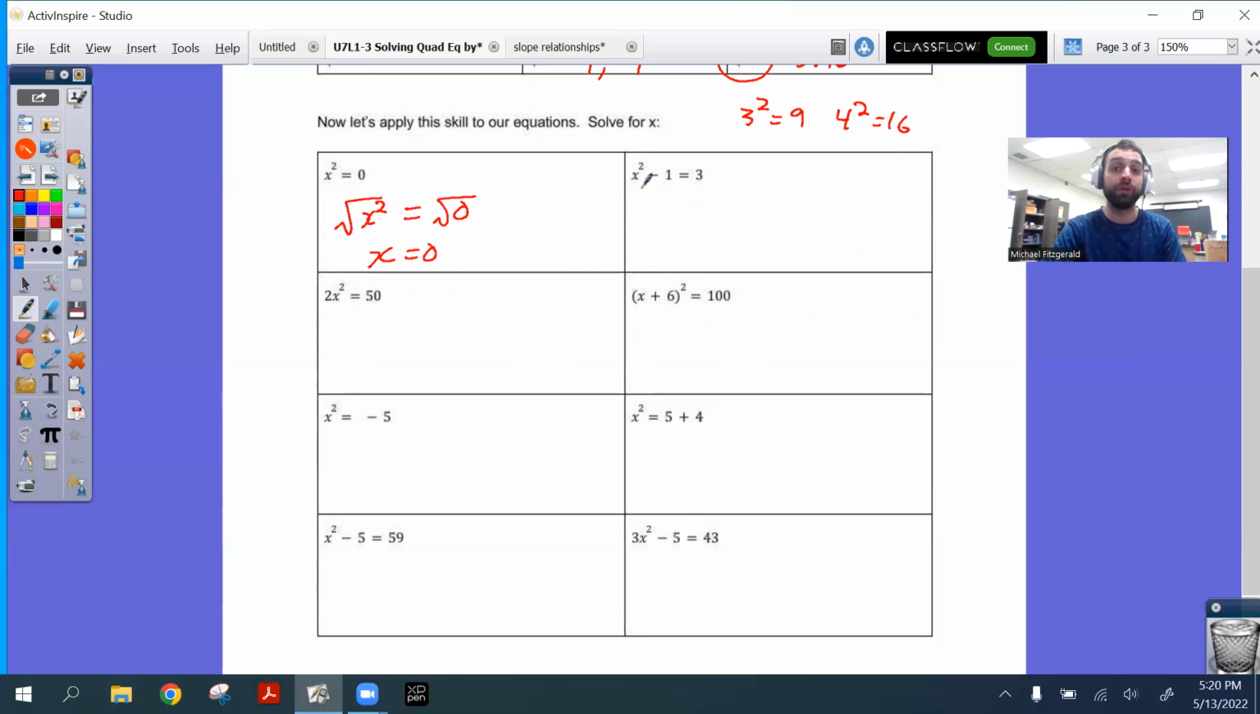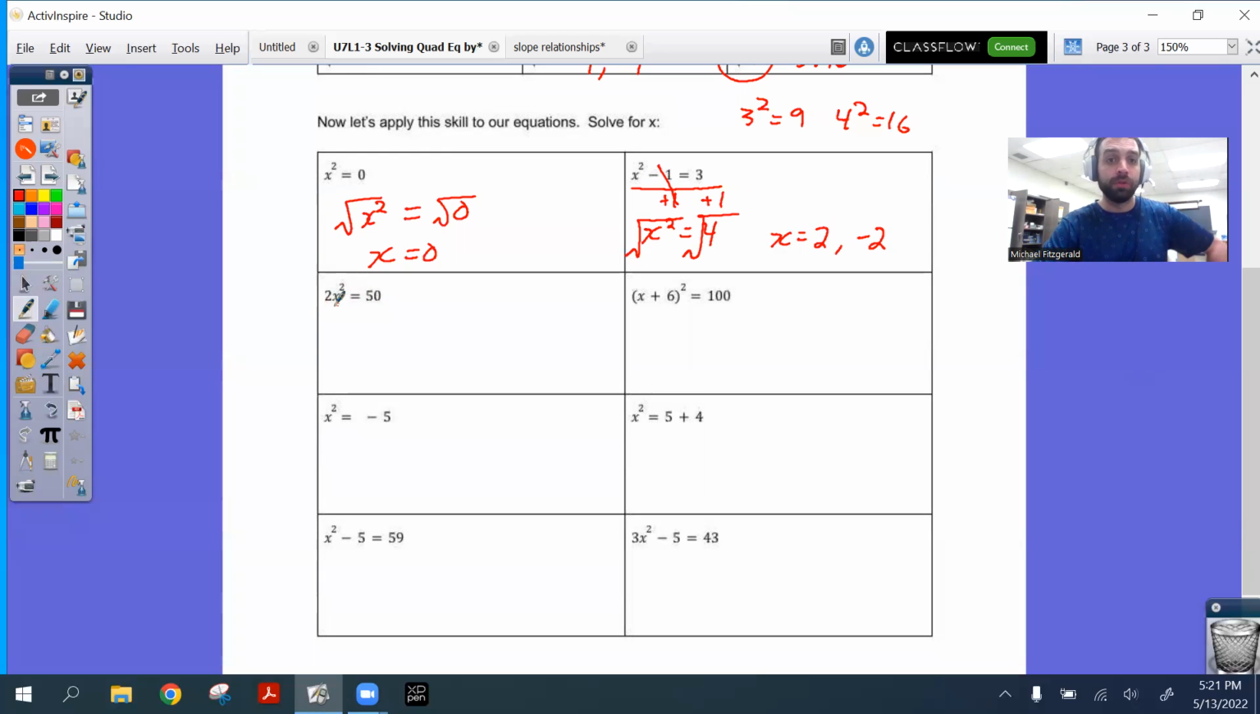Some of them get a bit tougher though. This one here, we have to do a little bit of stuff before we take the square root. So this -1 here is along for the ride now with the x squared. We want this x squared to be alone. So we're going to add 1 to both sides. That gets rid of this, right? So we'll say x squared is equal to, well, over here now we have 3 + 1, which is 4. So if x squared is equal to 4, we're going to square root both sides now. And we get x is equal to 2 and -2. It's really important that we consider both of those.